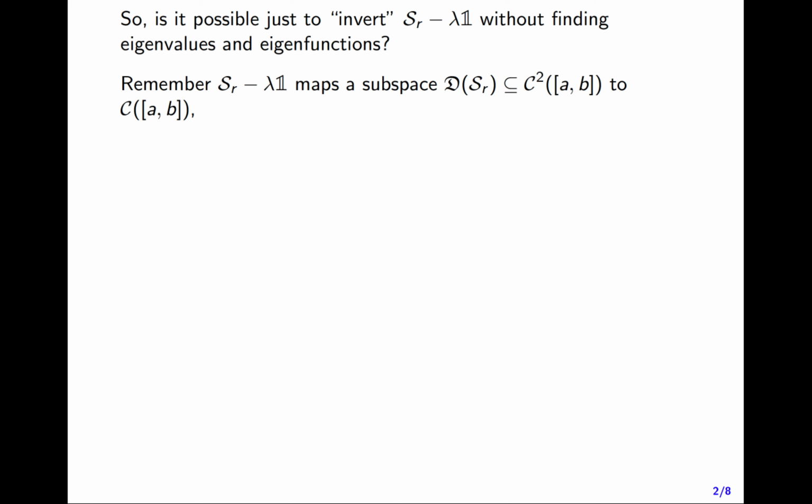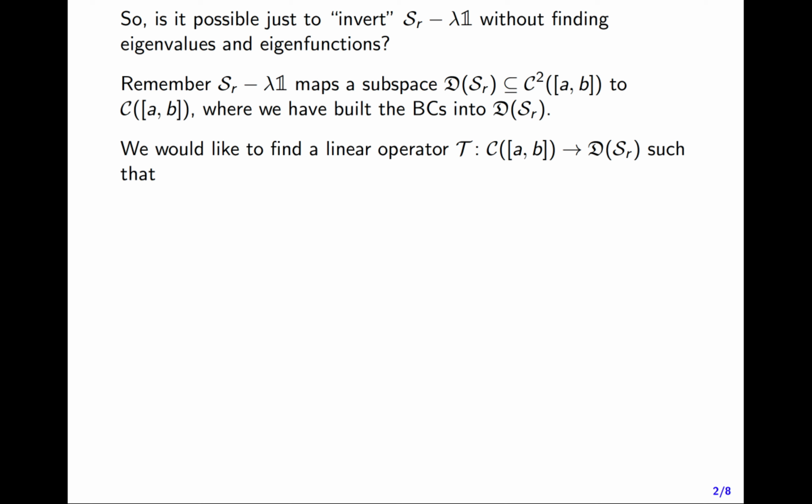The operator S_R minus lambda times identity maps a certain subspace D of S_R, which we know is contained in the C2 twice continuously differentiable functions, back to the continuous functions. Right? S_R takes two derivatives, so it'll take a twice continuously differentiable function just to a continuous function. And we work with S_R on this special subspace D of S_R that encodes all the boundary conditions.